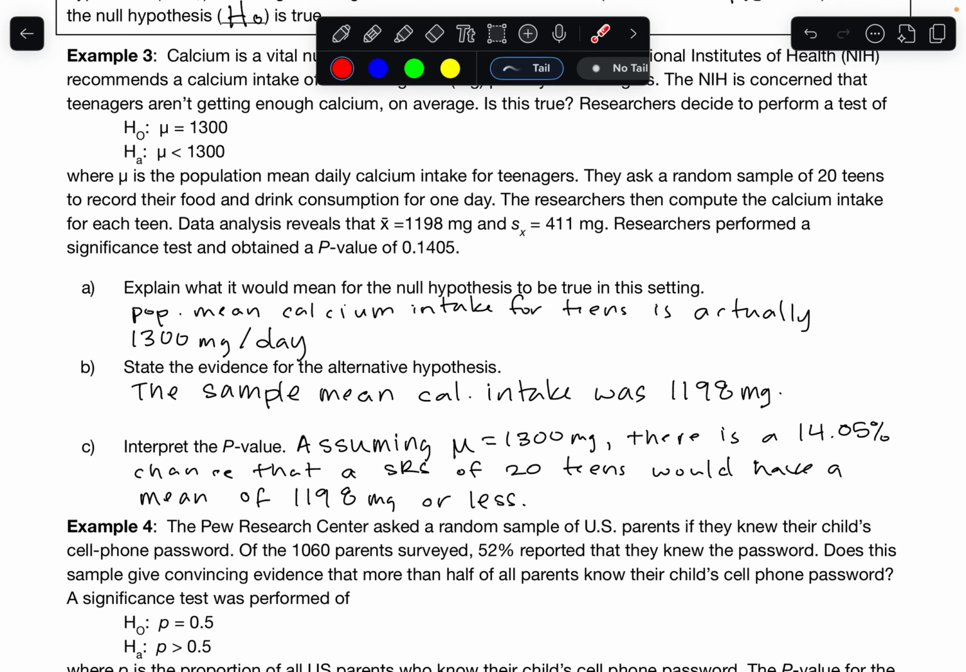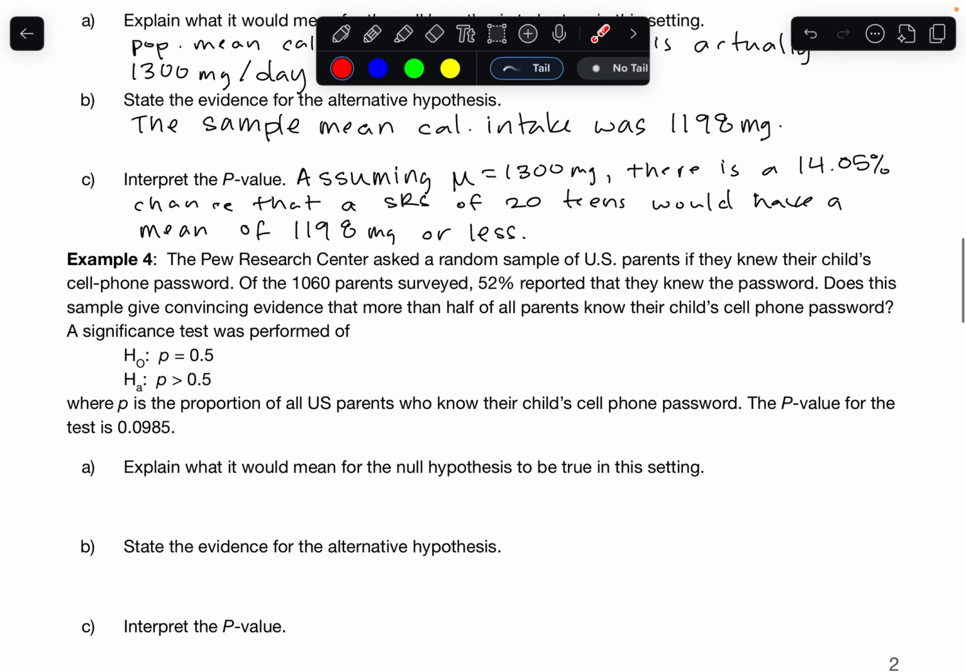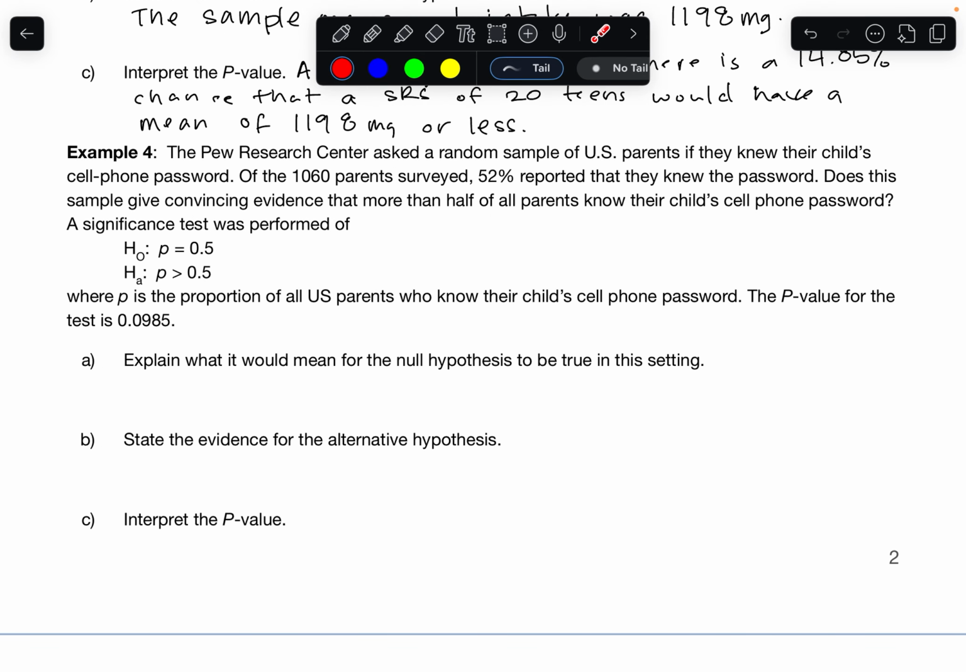Good, so pause the video for just a second. I want you to try that same process for example 4.